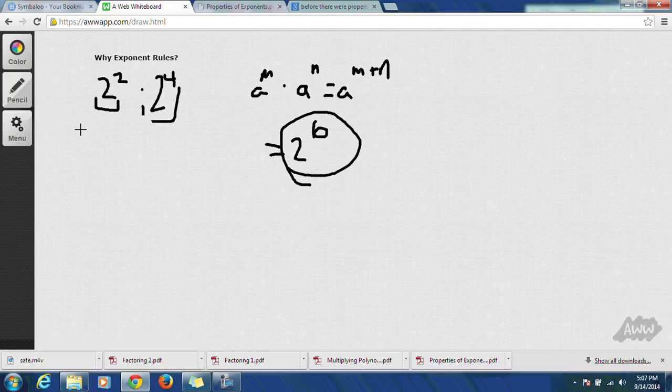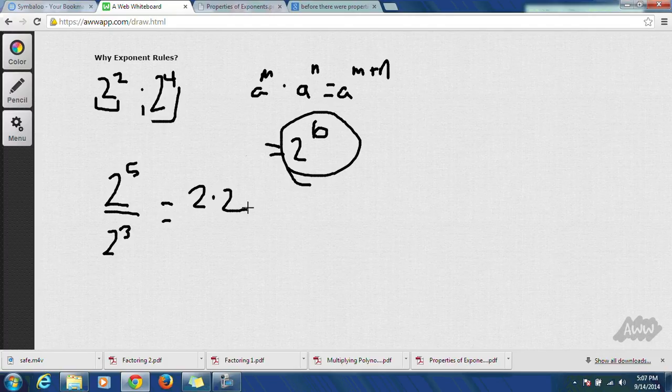We could do it with division as well. Say I wanted the question 2 to the 5th over 2 to the 3rd. That means that I would be having 5 2's on top and 3 2's on bottom. Which then means I can cancel out pairs of things and see what I'm left with.